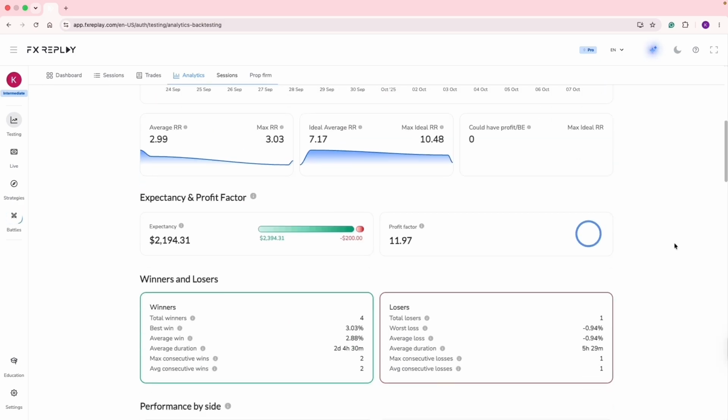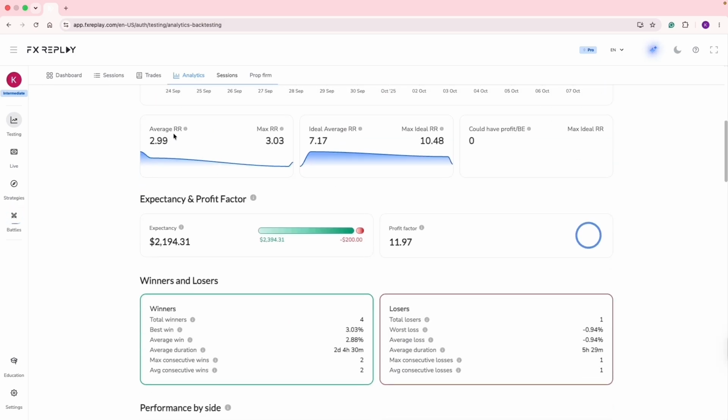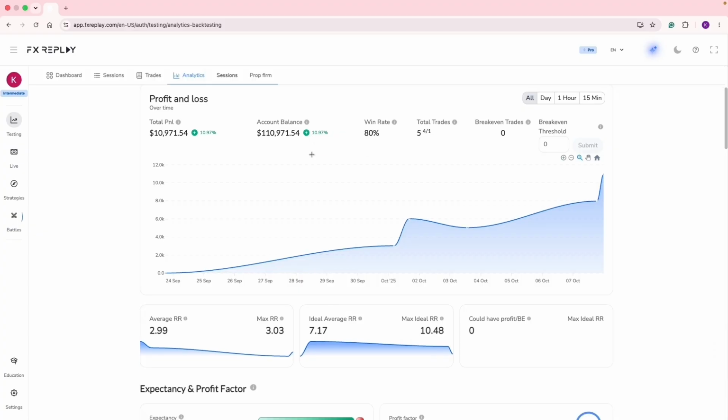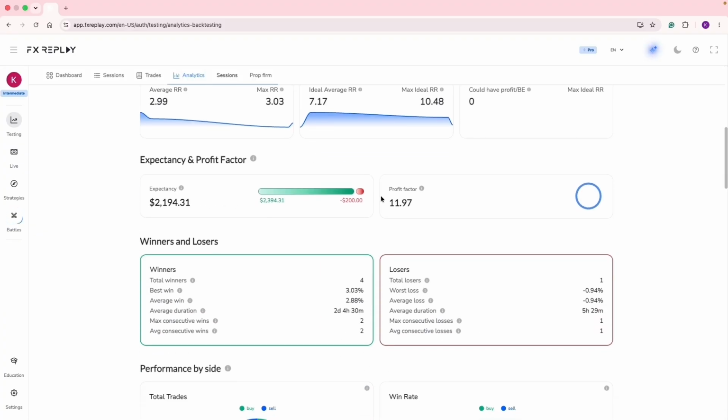And yeah, other stats we've got here, you've got your average RR, as you can see, should be 3.3, because I always just go for the 3R on all my trades. But yeah, those are the stats. And here we've got the expectancy, profit factor. Some of these stats, for myself, I don't really look at as much. But yeah, let's carry on.